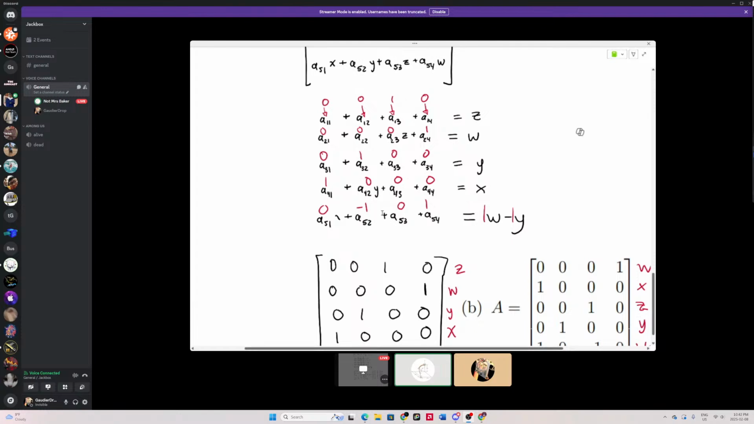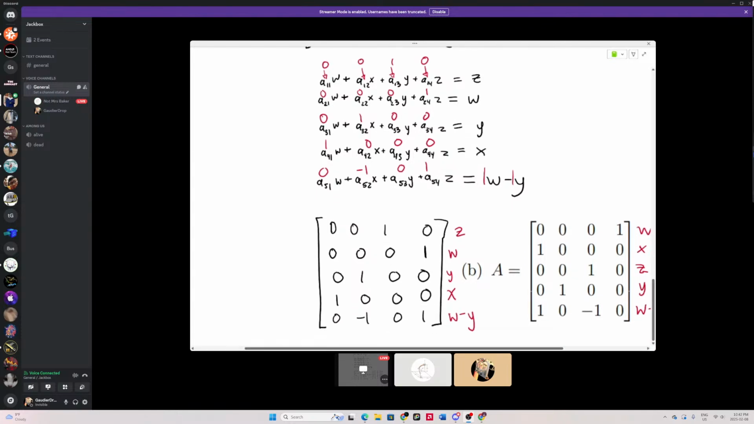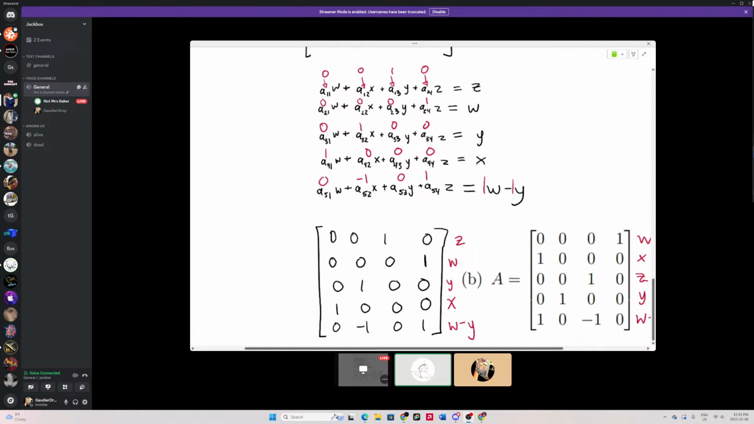Everything should be shifted one right, which is why this would be Z, Z, Z, Y, Y, Y, X, X, X, W, W, W. Okay. Now, because this column is the Z column, erase all these red numbers.